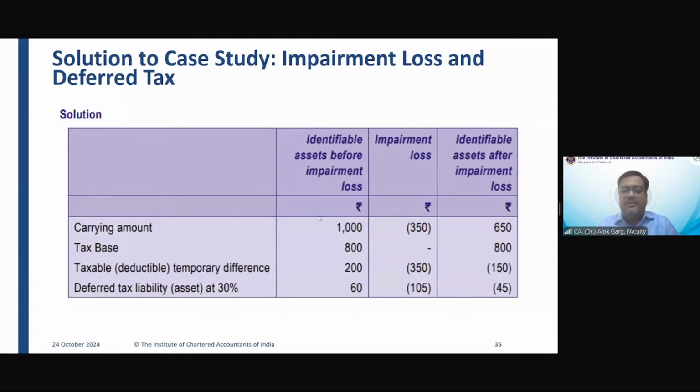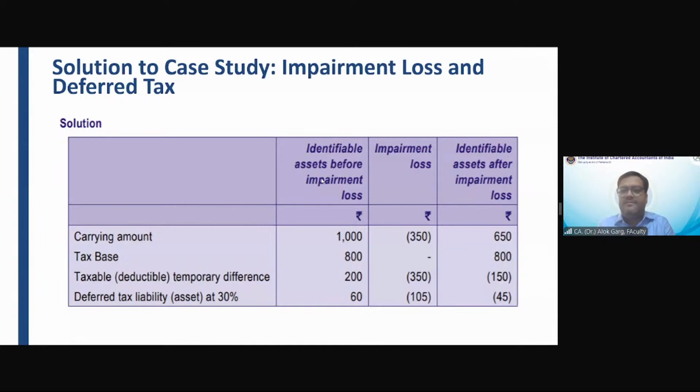The answer is there on your screen. Okay. I hope it is clear. Clear or clear? Clear in mind or clear from mind?